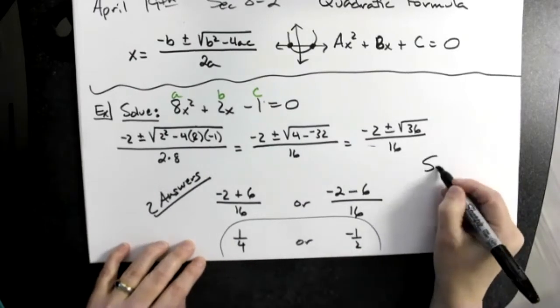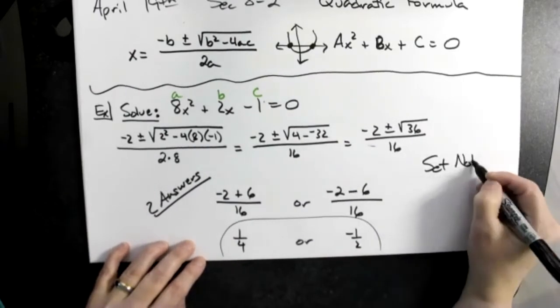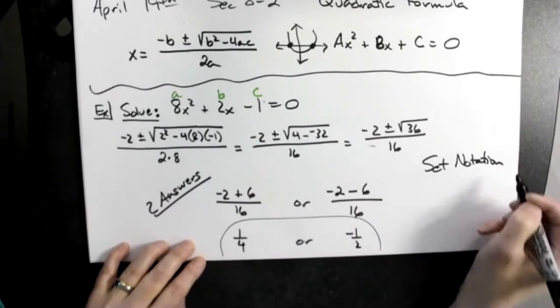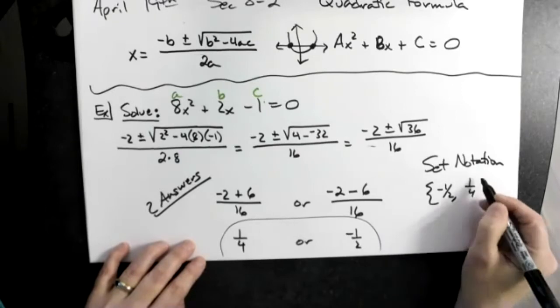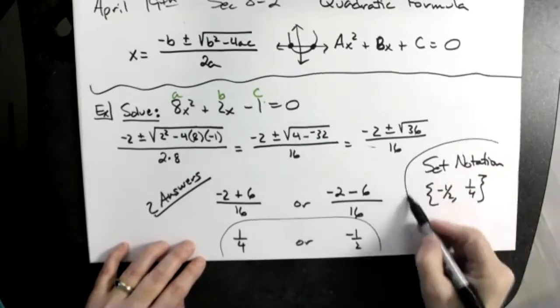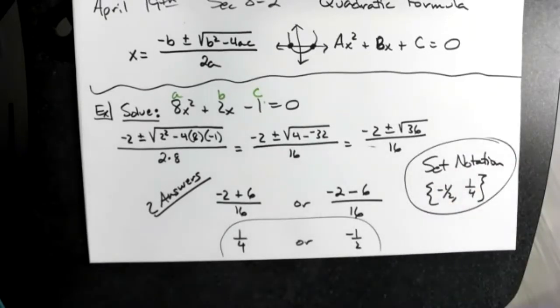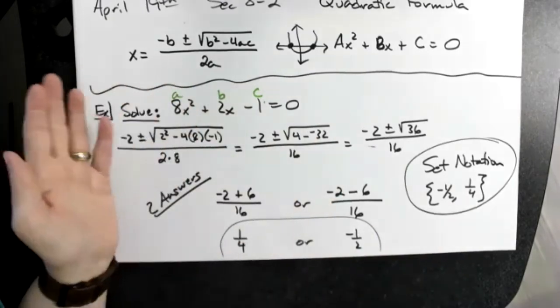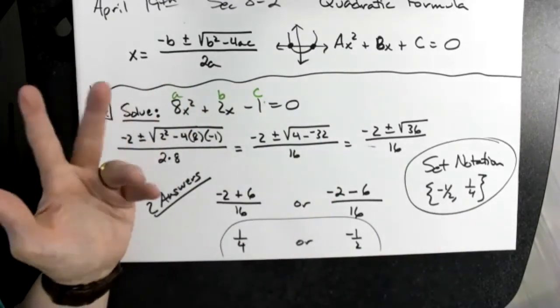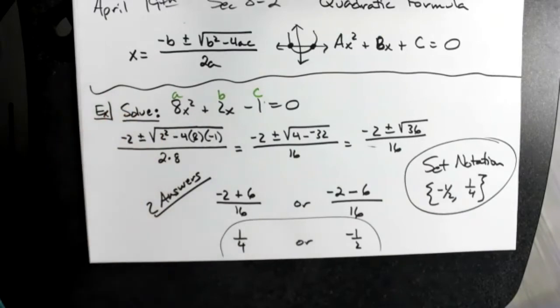We're going to use set notation for our answers. So -1/2, 1/4 for our set notation answer. Could I plug those back in to verify that both of them are correct answers? Yes, I could. Probably should even. If you always check your work and plug it back in, then you're going to know right away whether or not you're wrong or right.